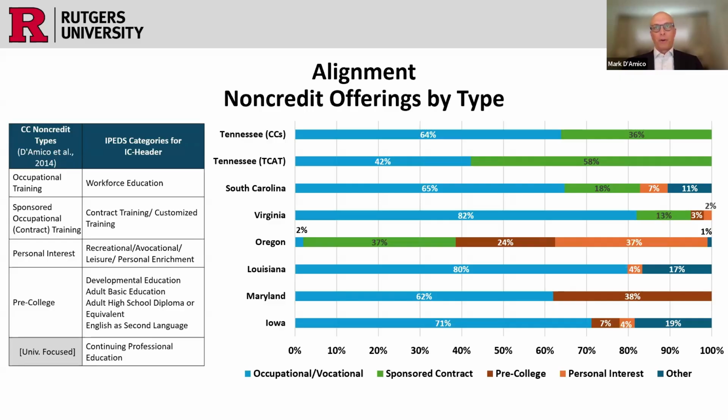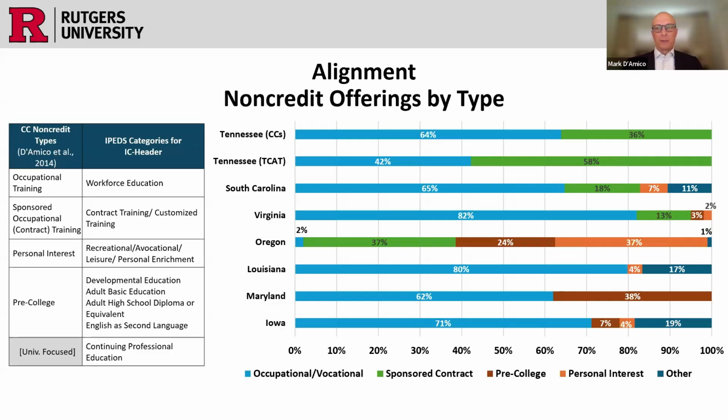What we have found with our partner states so far, and you see in the blue and the green, is that most states are using non-credit primarily for the occupational and sponsored contract training. Now, we do have some states that maybe have more within their purview adult education to include more, whether it's developmental ed or GED prep or ESL, other things that we would put into our pre-college category.